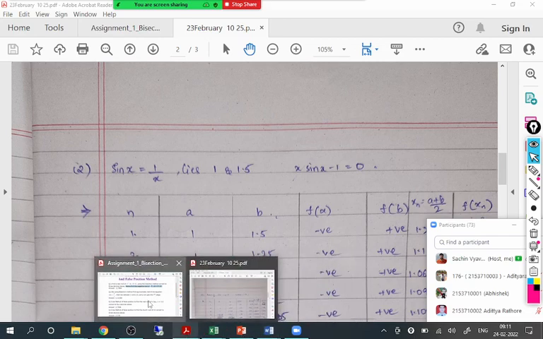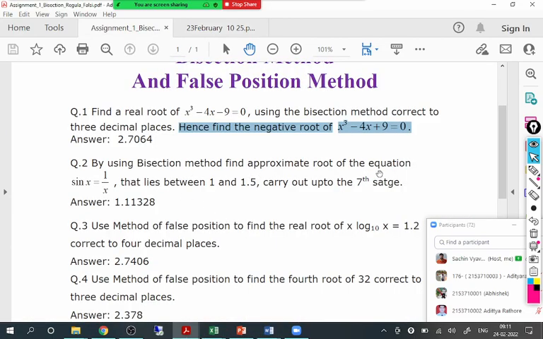So question number 2 then. Question 2 is again a bisection method we have to use to get a root of sin x equal to 1 by x.